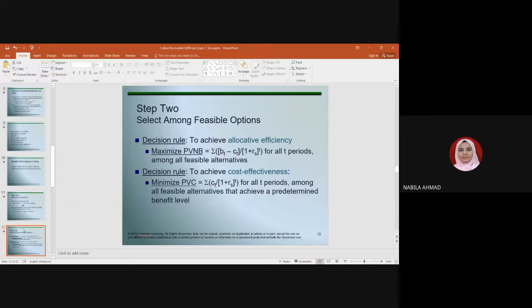Okay. Jadi maybe because of macam-macam reason lah, alright. Therefore, in order to achieve allocative efficiency, kita perlu maximize the present value net benefit inilah, okay, in order to find for the feasibility tersebut, alright. So this is the formula, okay. And in order to achieve cost effectiveness, kita kena minimize the present value of cost. Okay, so kita perlu kurangkan cost lah, minimize the cost for all period among all feasible alternative, achieve a predetermined benefit level, right? So this is the second step, right? Okay, so kita kata maximize the present value net benefit and kita minimize the present value of cost, alright.